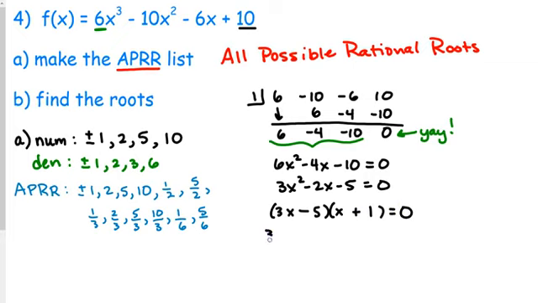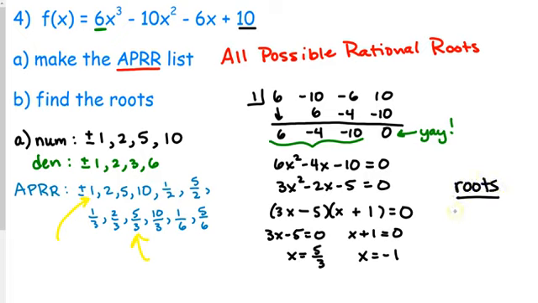So, set each of those equal to 0 and solve, and we have 2 more rational roots. We have 5/3. Notice that 5/3 is in our list of all possible rational roots, and we have -1. Notice that -1 is in our list of all possible rational roots as well. So the roots are x equals 1, x equals -1, x equals 5/3.